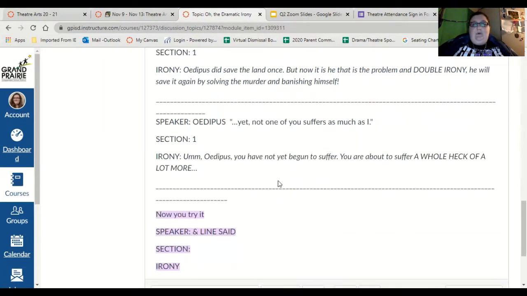Here's a second example. Obviously, you can't use these 2 examples. "Yet not one of you suffers as much as I," he says. At the moment that he says this in the play, he has not suffered at all. So the irony is that he is about to suffer more than he could ever know.